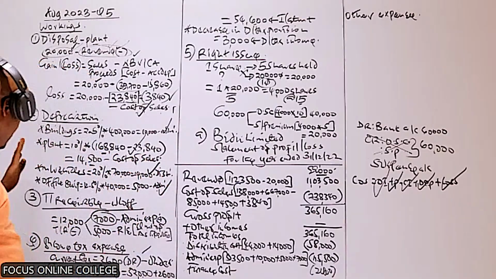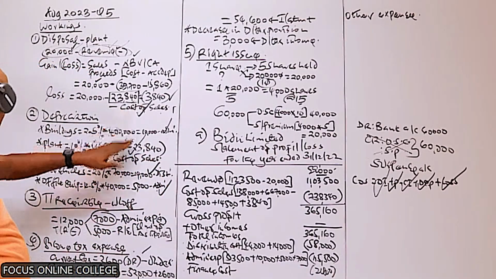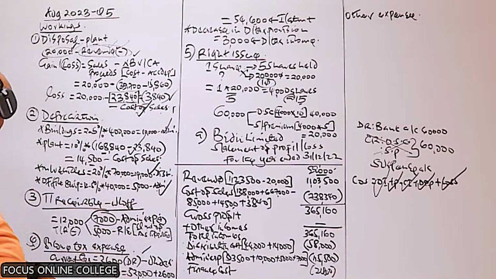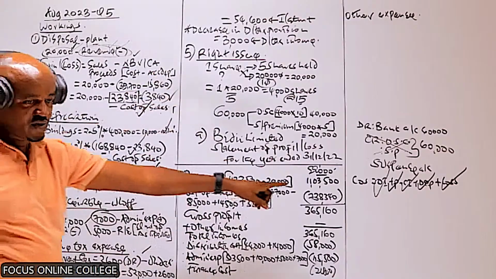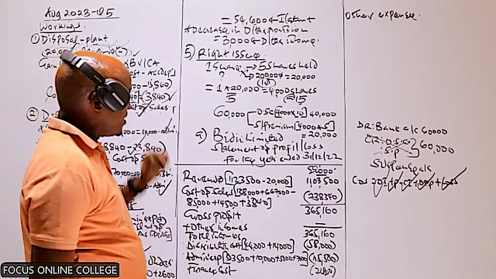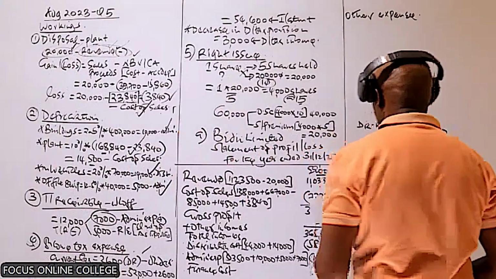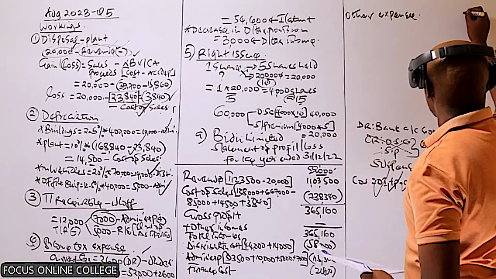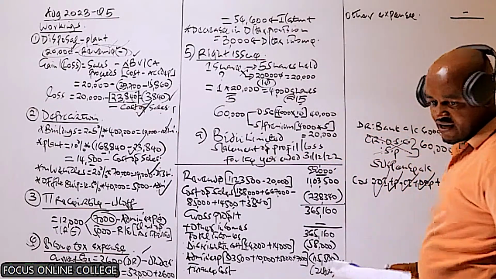And then from the workings which we have done here, we have dealt with all these depreciations. We have dealt with this. This income tax will be adjusted to the profit before tax. These are a right issue. It basically means that in our case, we don't have any other expense.